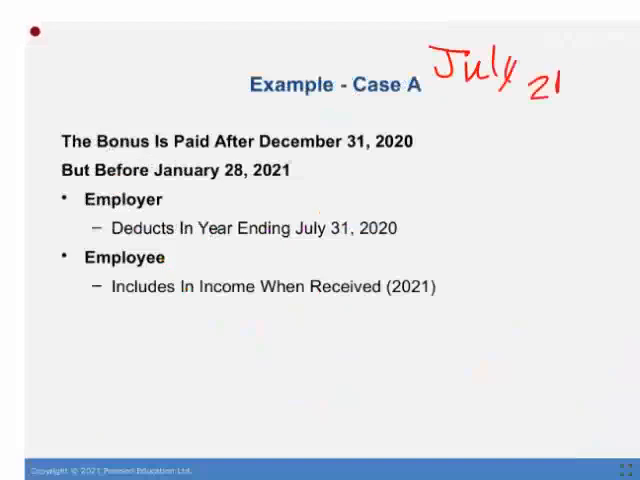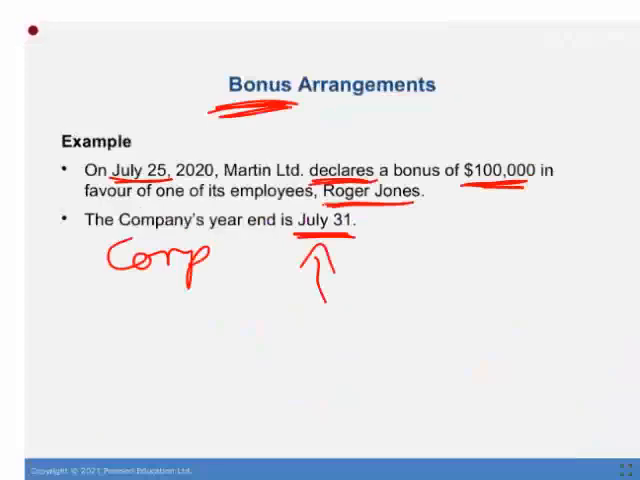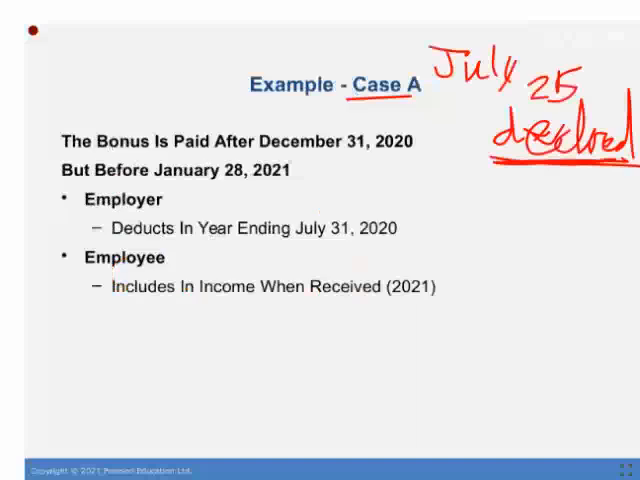I'm just going to write that date down here on the slide. So July 25th is when they declared. We have a couple of examples here. Declaring the bonus just means they said, okay, Roger, you're going to get a bonus. You did good work this fiscal year. We're going to give you a bonus. And on July 25th, they declare you're getting this bonus of $100,000.